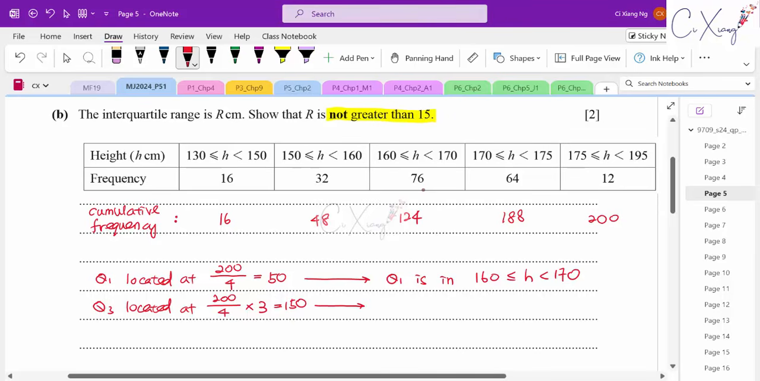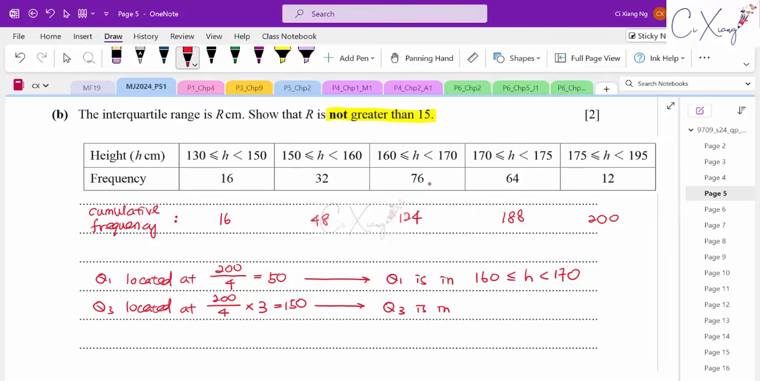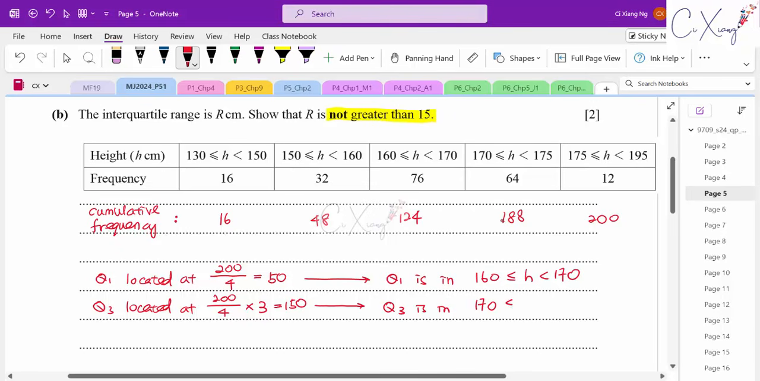Then again, you need to list out and tell them where Q3 is located. So just now for this class, the location value from 48 until 124 is here. So for this one is from 105 until 188. And 150 is inside this class. Therefore, I know that it is inside the 170 to 175.